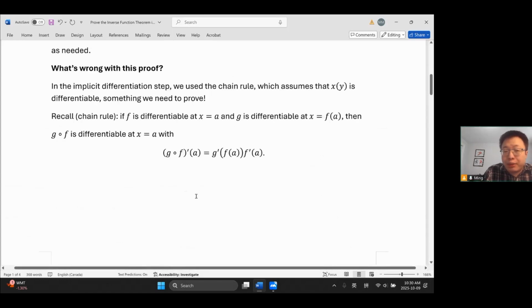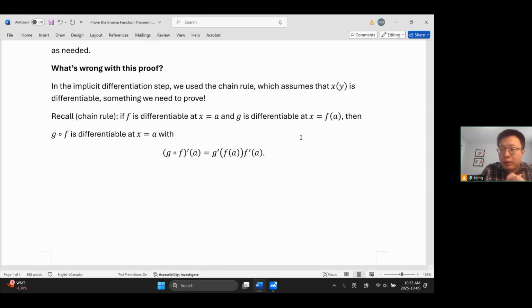So let's recall the chain rule. It says if a function f is differentiable at x equals a, and g is differentiable at x equals f(a), then the composite function g circle f, and to be honest, I have no idea to this day how to read g circle f, I just read g circle f, might be wrong, I'm sorry, is differentiable at x equals a, and the derivative at x equals a is g prime of f(a) times f prime of a. Now we can look at the correct proof.